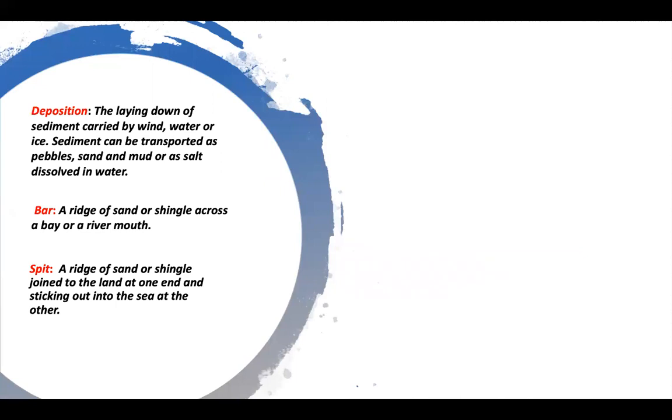So basically, deposition is the laying down of sediment carried by wind, water, or ice. The sediment can be transported as pebbles, sand, and mud, or as salt dissolved in water. So that's for deposition. As for a bar, it is a ridge of sand or shingle across a bay or river mouth. And then you have a spit, which is a ridge of sand or shingle joined to the land at one end and sticking out into the sea at the other.